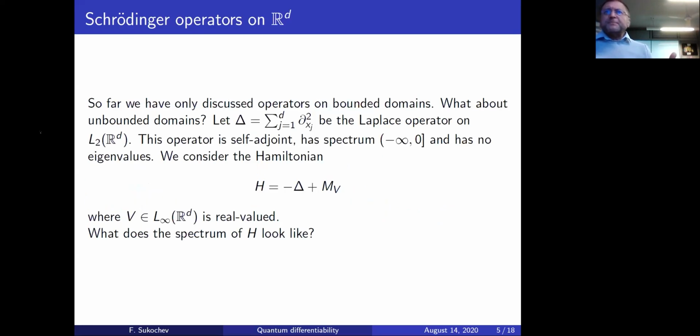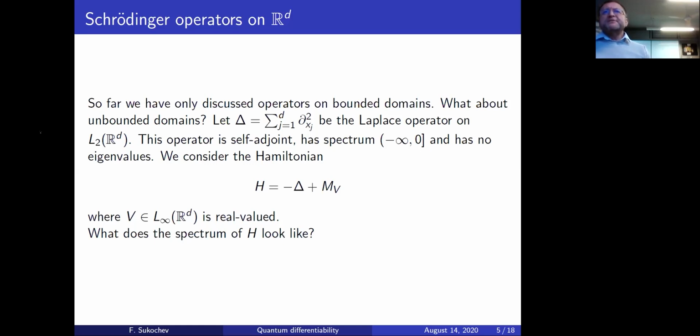So what will happen if I move from bounded domains to unbounded domains? If I again take Delta, the classical Laplace operator on L2(R^d), then it is a self-adjoint operator, but it now has the spectrum (minus infinity, 0] and has no eigenvalues. So the spectrum becomes essential spectrum. And so I still would like to consider the Hamiltonian H equal to minus Delta plus M_V. V is now not necessarily on the cube, but on the whole space. Still a bounded function, so let's avoid any of those difficulties. Then let's ask the question, what does the spectrum of H look like?